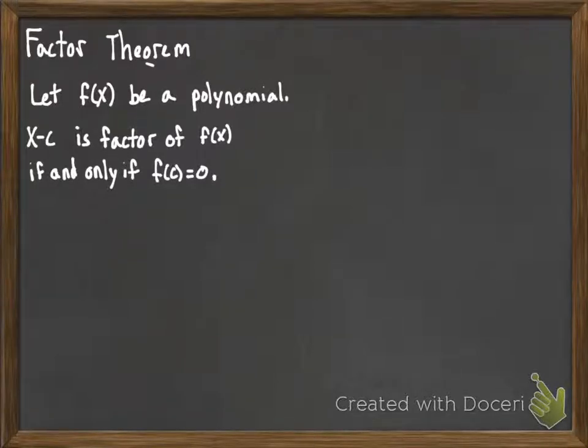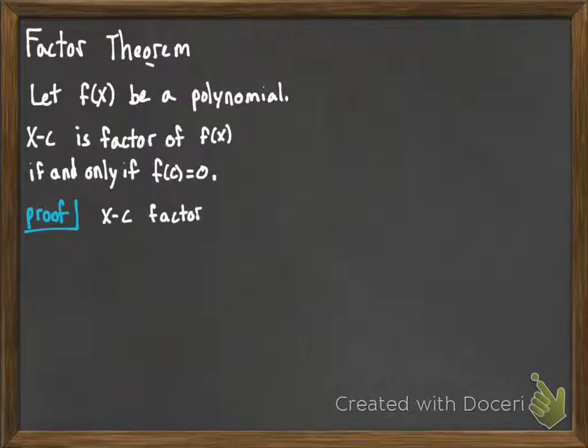We say that x minus c is a factor of f of x if and only if f of c equals 0. Okay. Well, this may seem kind of straightforward, and it really is, but we do want to take some time to prove this. This is an if and only if proof, so that means we've got to go both ways. So we'd have to start by showing that if x minus c is a factor, then f of c must be 0. So we begin with that.